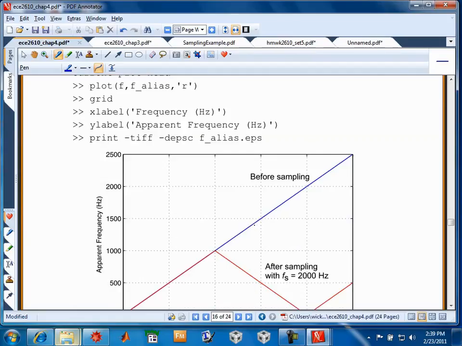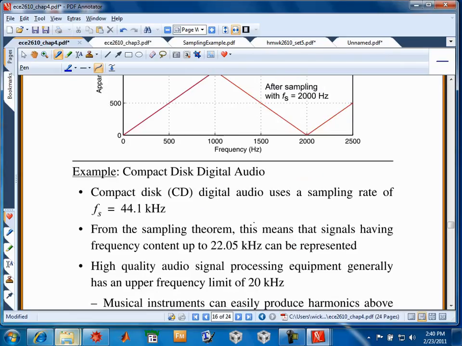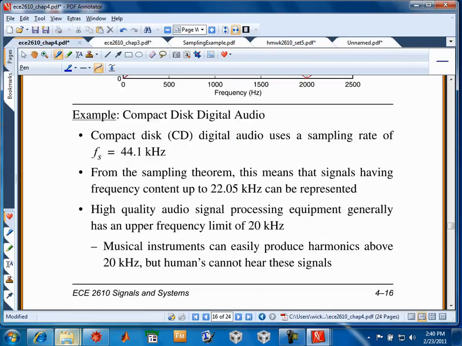So here I just exercised it to verify that it can create a picture just like the one that was in the book. Okay, compact disc digital audio is 44.1 kilohertz. So that means we can represent analog input signals up to 22.05 kilohertz.